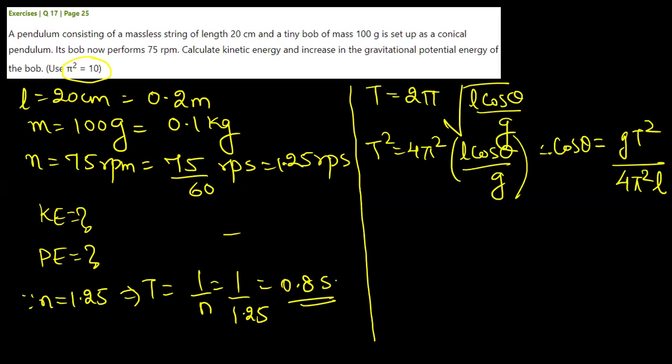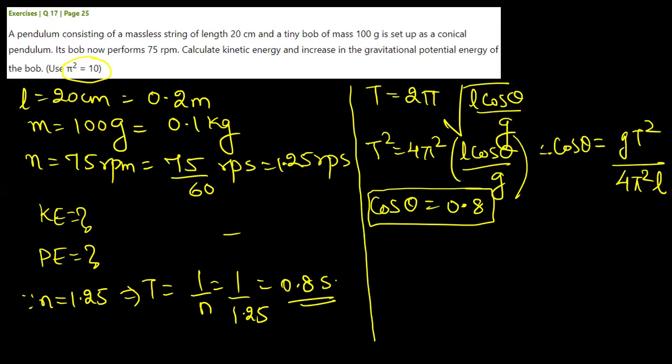When you substitute the value of t, the value of g and 4 pi square, okay, in place of pi square you can take g, or in place of pi square you can take 10, so g and pi square will cancel out, okay. So that is easier for calculation. When you substitute the value of l, you get cos theta is 0.8. I'm not substituting and showing you, it's just a small work that you can also do, okay? So cos theta will be 0.8.